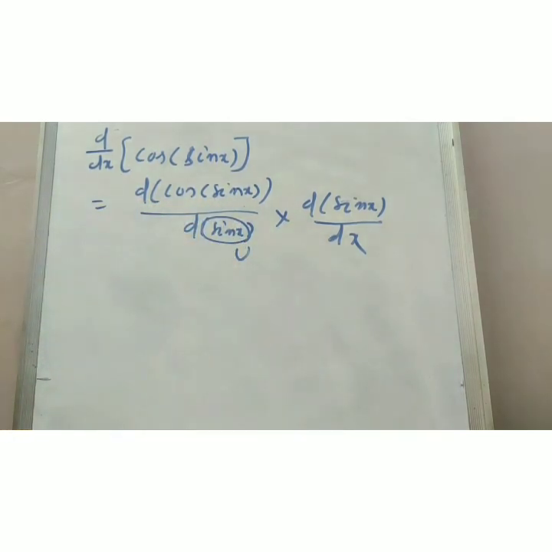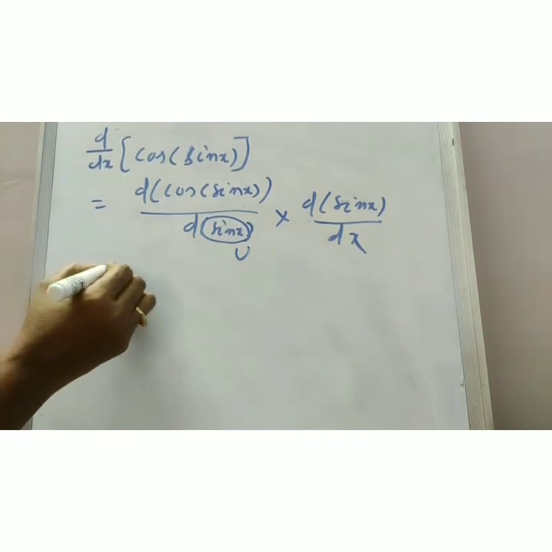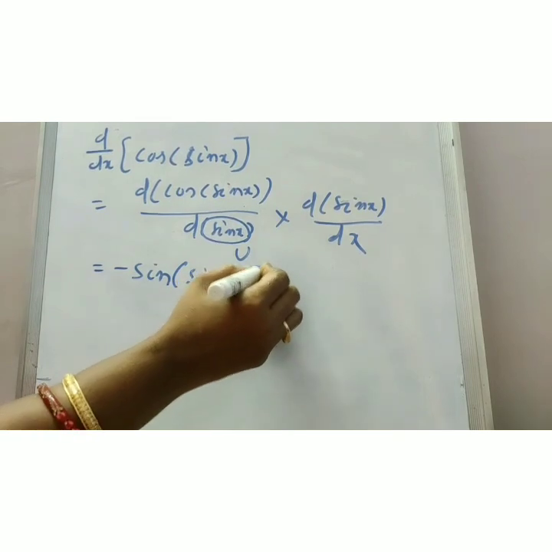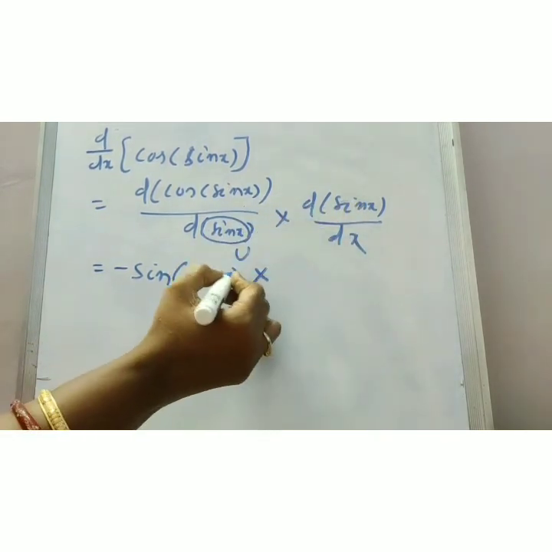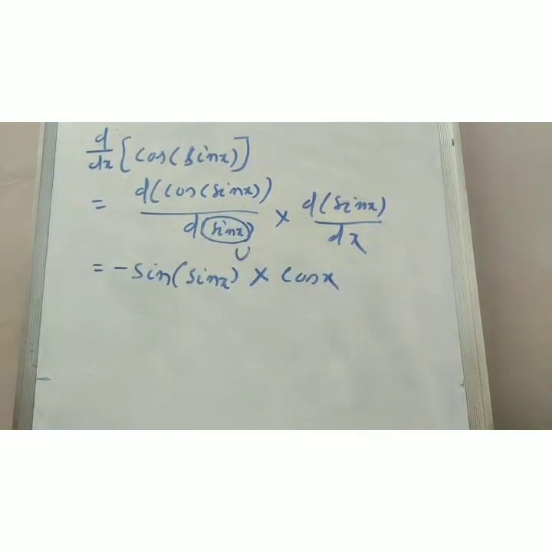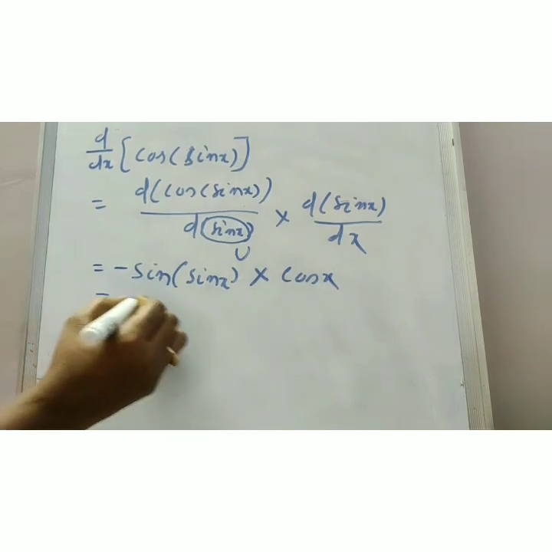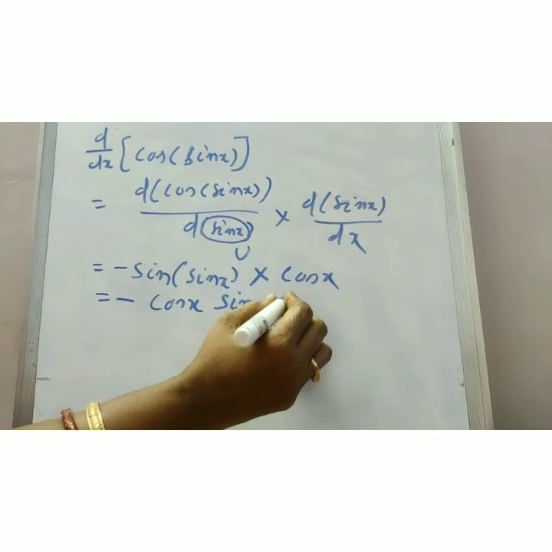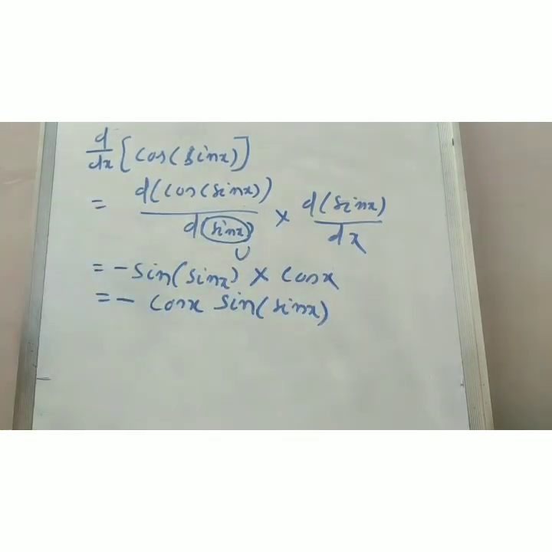This is your minus sin u. So that is equal to minus sin x into the derivative of sin x with respect to x, which is your cos x. This is your formula: the derivative of sin x with respect to x is cos x. So this becomes minus cos x into sin x. This method of differentiation of a composite function is called the chain rule.